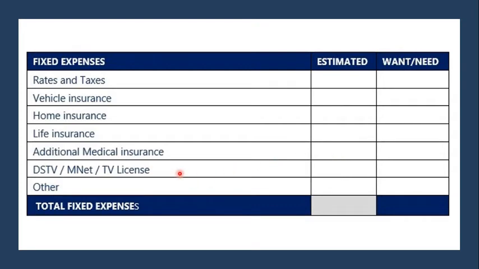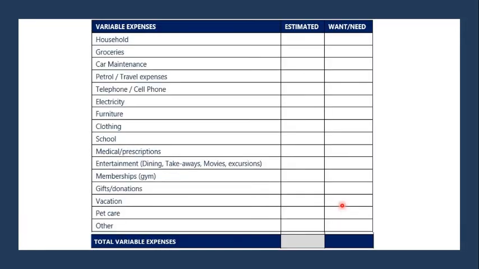DSTV, Mnet, or TV license. Notice that if you pay your TV license per month, which is at 25 Rand, it will be here. If you pay it once a year, it will be variable, because that means it changes. Anything other, and then your total fixed expenses. Now we're coming to variable because it changes.